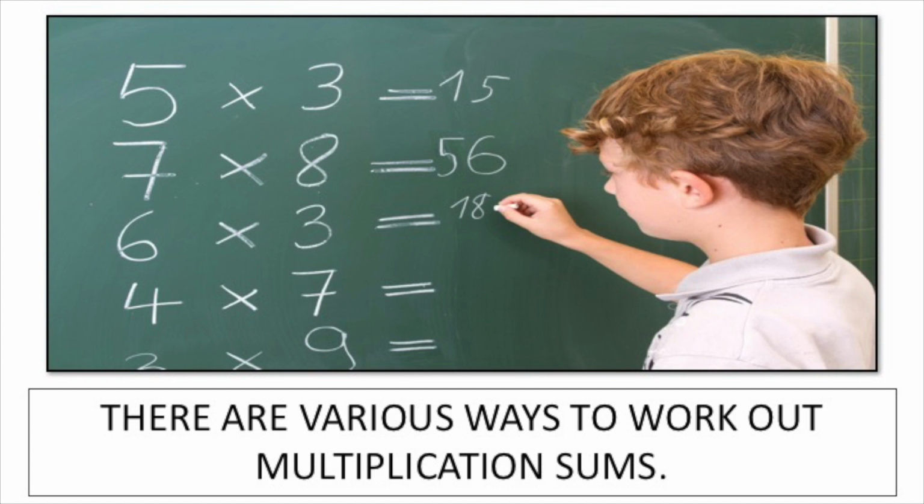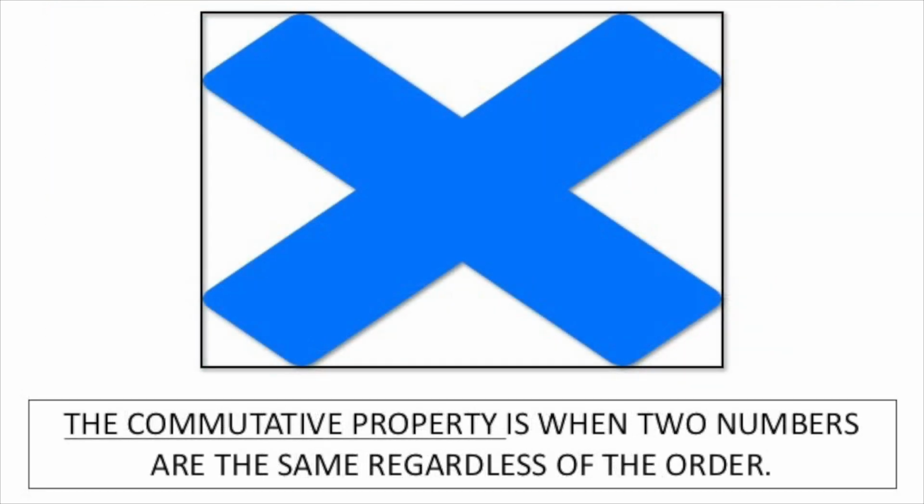5 times 3 equals 15. 7 times 8 equals 56. 6 times 3 equals 18. 4 times 7 equals 28. And the bottom one here, 3 times 9. 27. Well done, guys. So remember, multiplication is always about taking the first number and timesing it by the second number. For example, 5 times 3 equals 15, because 3 5s is 15.